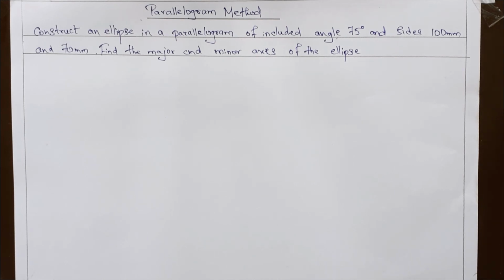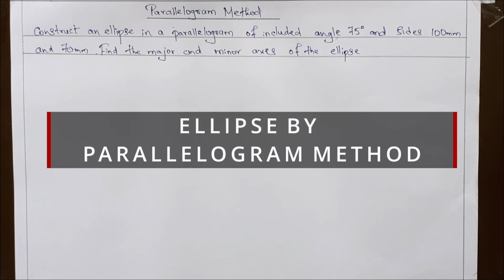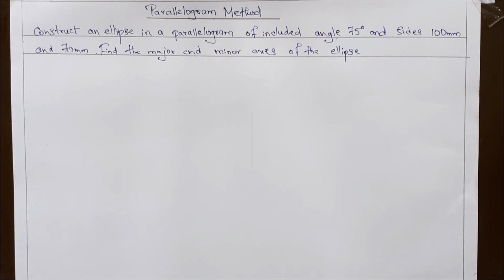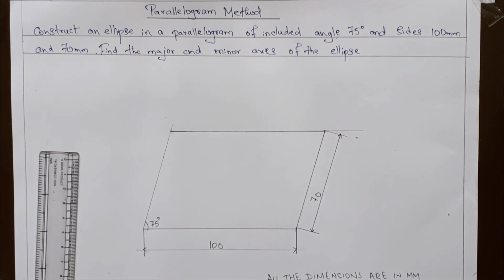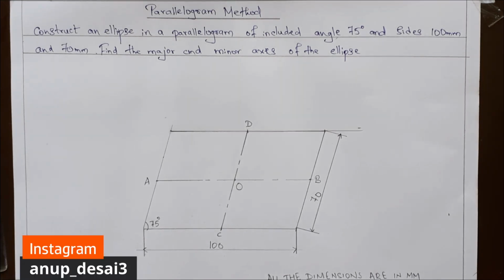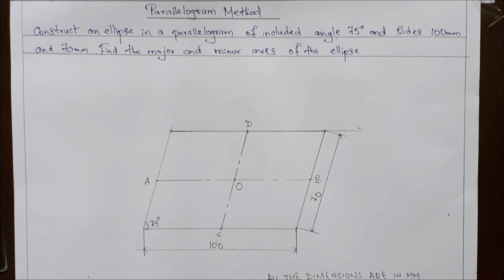In this problem, we have to construct the ellipse by parallelogram method. So to do that, first we have to draw the parallelogram of length equal to 100 mm and 70 mm and at an angle of 75 degree. Now I have drawn this parallelogram at an angle of 75 degrees. So now we have to divide this parallelogram into 4 equal parts. After dividing it into 4 equal parts A, B, C and D, now we will construct the ellipse.